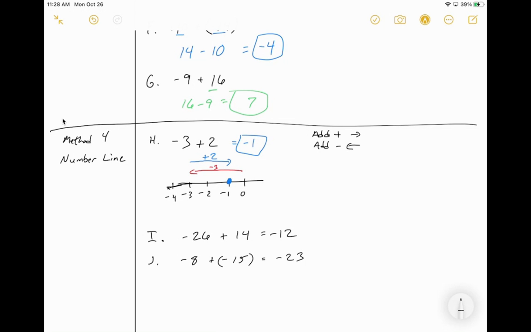So again, if I want to picture it number line wise, if I'm at -8 here, I need to go backwards 15 more, and I'm going to end up at -23. Right? So it's tricky.